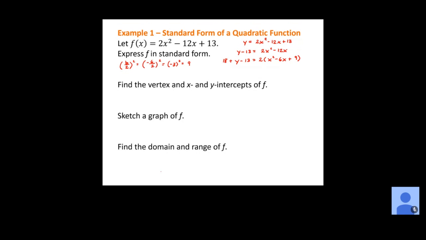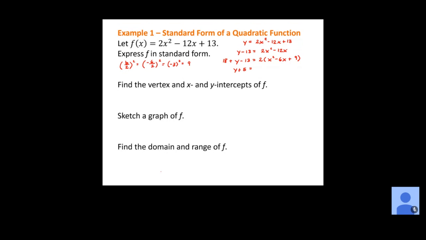And again, that comes from the fact that we have the 2 on the outside of the parentheses. 2 would get distributed to the 9. 2 times 9 is 18. That's why I had to add 18 to the other side. Now we simplify. If I combine like terms on the left, we have an 18 and a minus 13. That's going to give us 5. So we have y plus 5 equals.